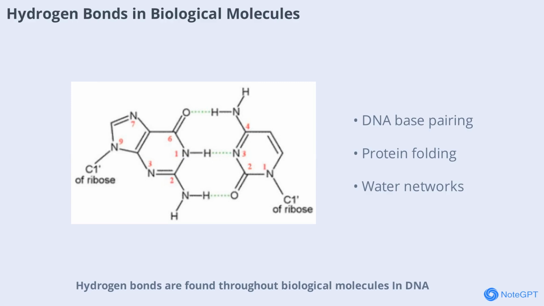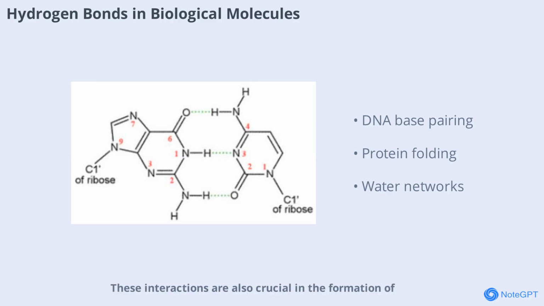Hydrogen bonds are found throughout biological molecules. In DNA, they hold together the complementary base pairs, ensuring the stability of the double helix. In proteins, hydrogen bonds stabilize secondary structures like alpha helices and beta sheets. These interactions are also crucial in the formation of water networks and the folding of amino acid side chains. The versatility and specificity of hydrogen bonds make them essential for the proper functioning of living organisms.